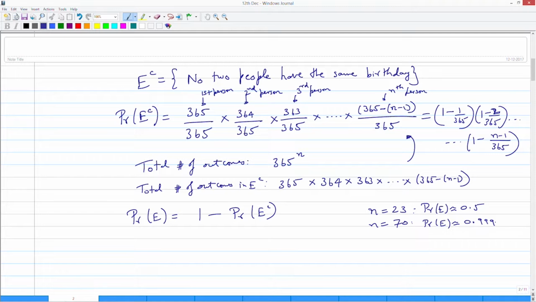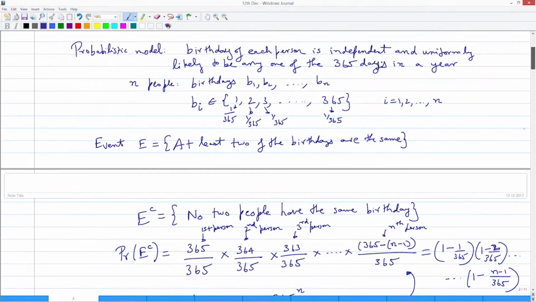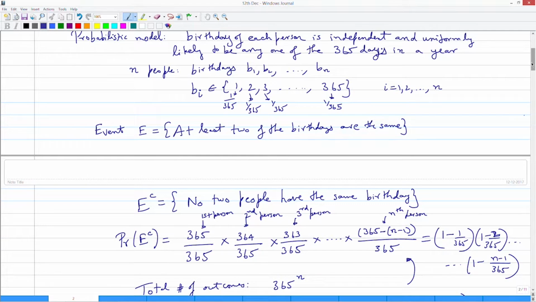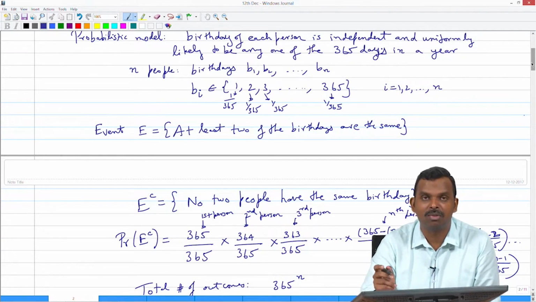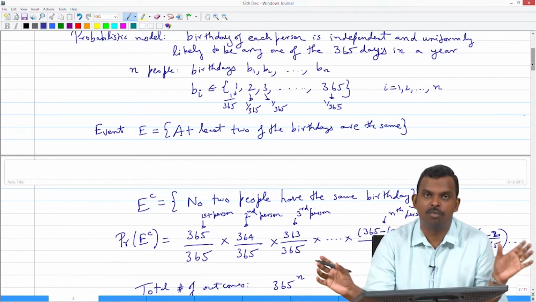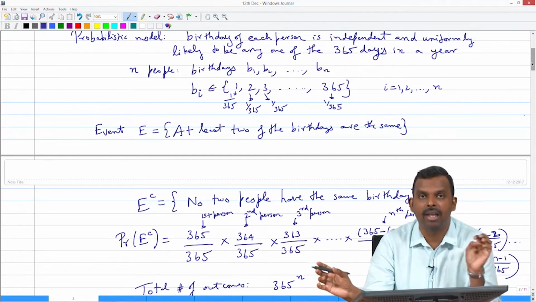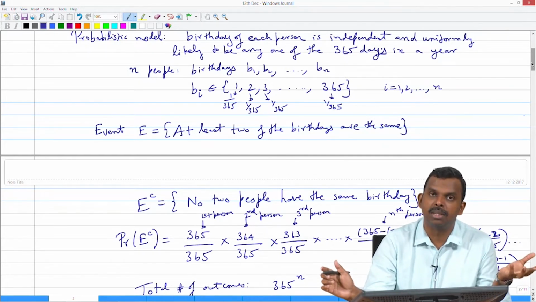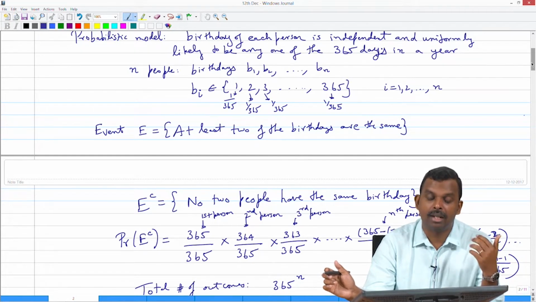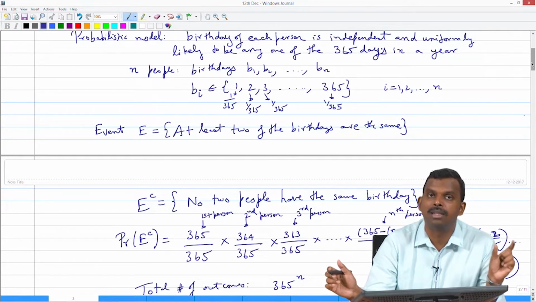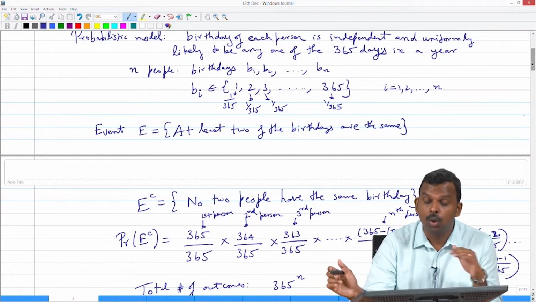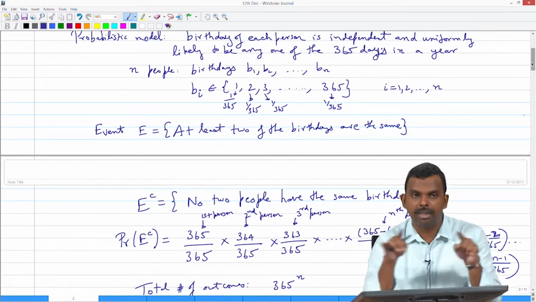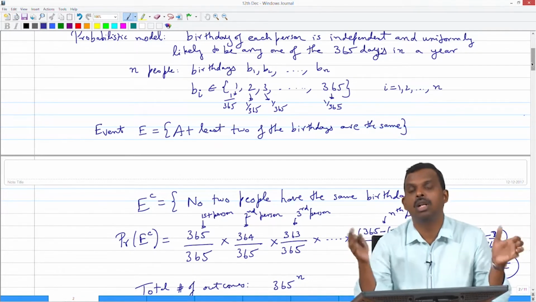So, in fact, even the birthday problem, the way it is framed, the model that I have built here is actually the same as balls on bins. Okay. Where are the bins, where are the balls? There are 365 bins, each representing one day of the year, and you have n people. These are the n balls that I am throwing uniformly and independently at random into these bins. And the event E, at least 2 of the birthdays are the same, asks, are there at least 2 balls in any one of the bins? Okay. What is E complement? No 2 people have the same birthday. All the bins have only either 1 ball or 0 balls.